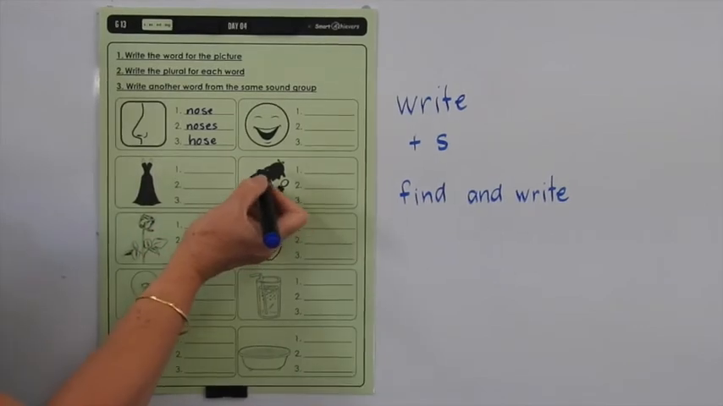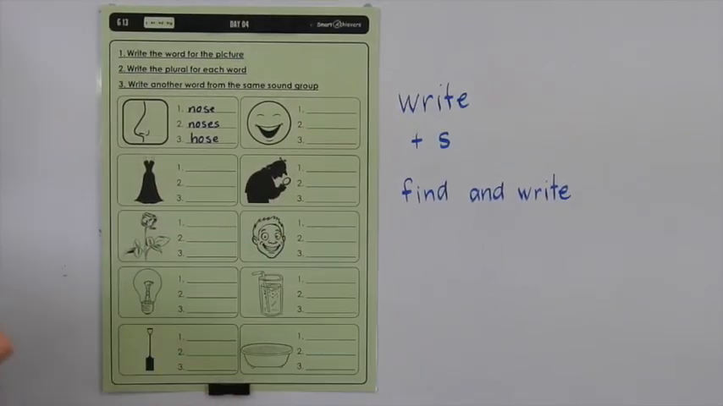So you've got face, dress, spy, rose. You can finish those on your own.